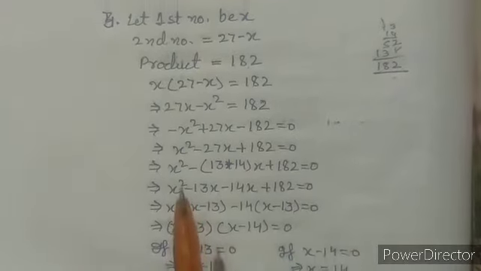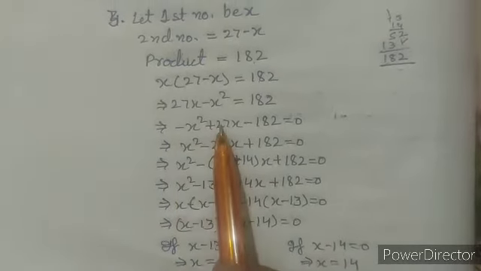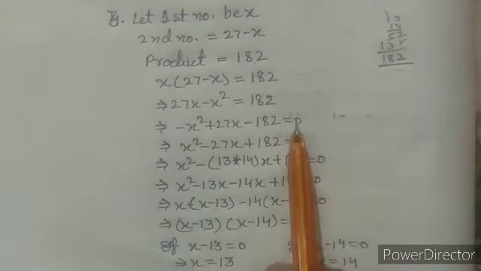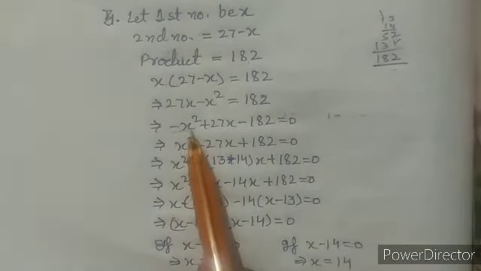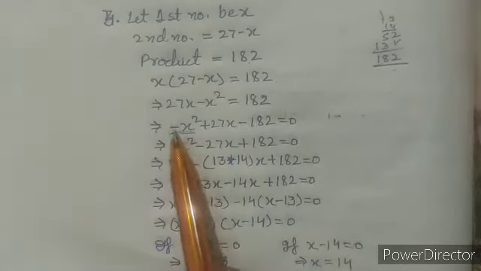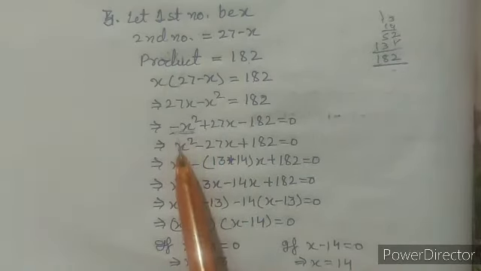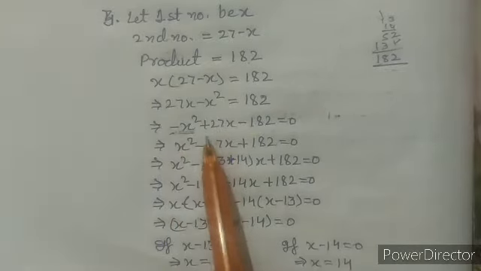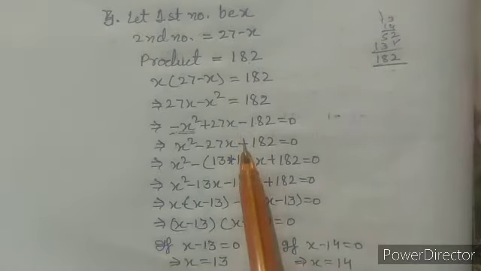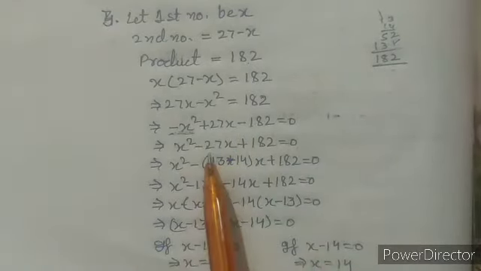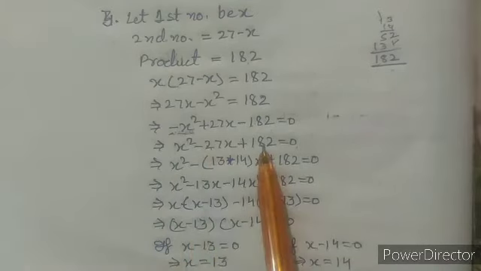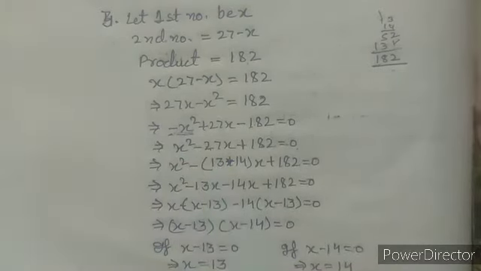Now on solving this, we are getting minus x square plus 27x minus 182 is equal to 0. Always keep in mind that we will not take the coefficient of x square negative. We will always take the coefficient of x square as positive. So we will multiply the whole equation, all the terms, by minus 1, and that will make x square positive. On multiplying by minus 1, we get x square minus 27x plus 182 equal to 0. Now this is our quadratic equation whose sum is 27 and product is 182.